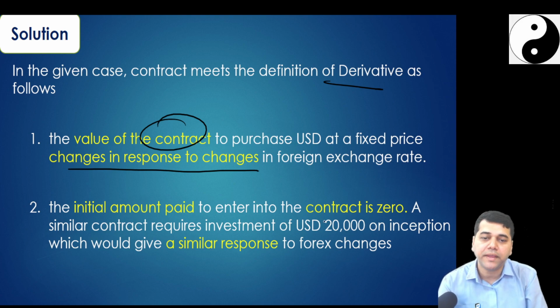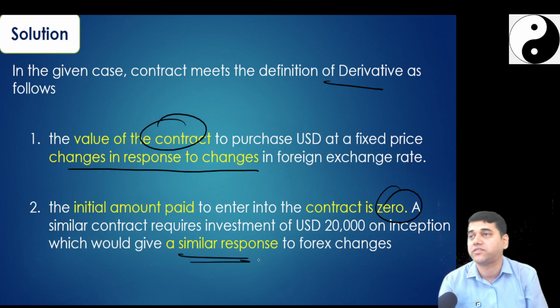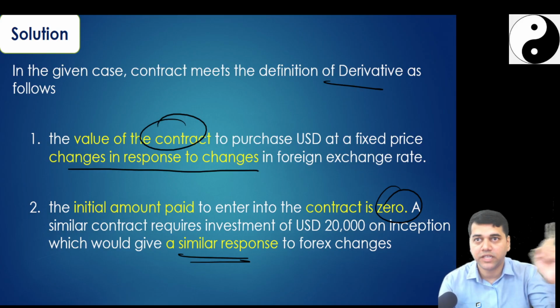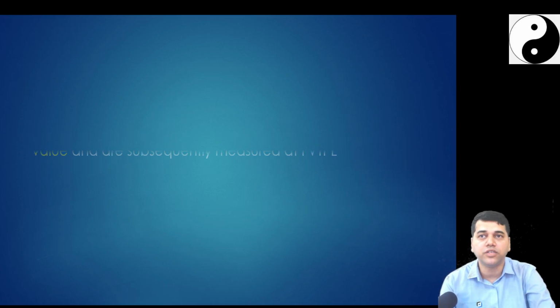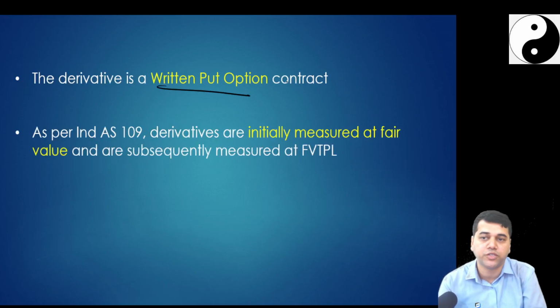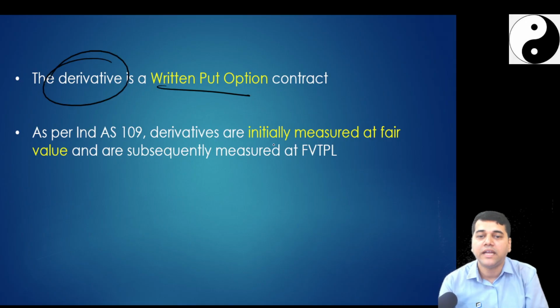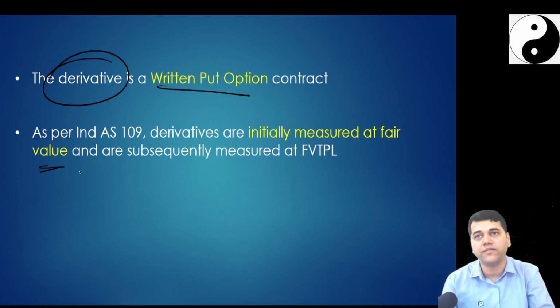The initial amount paid is 0, but it is going to give a similar response for one of the parties. For that JT, he gets the same benefit, no? And the contract is settled in the future. Thus, this written put option contract is a derivative contract, and initially measured at fair value. And what is the fair value? 0. Why? Because you didn't receive any money.